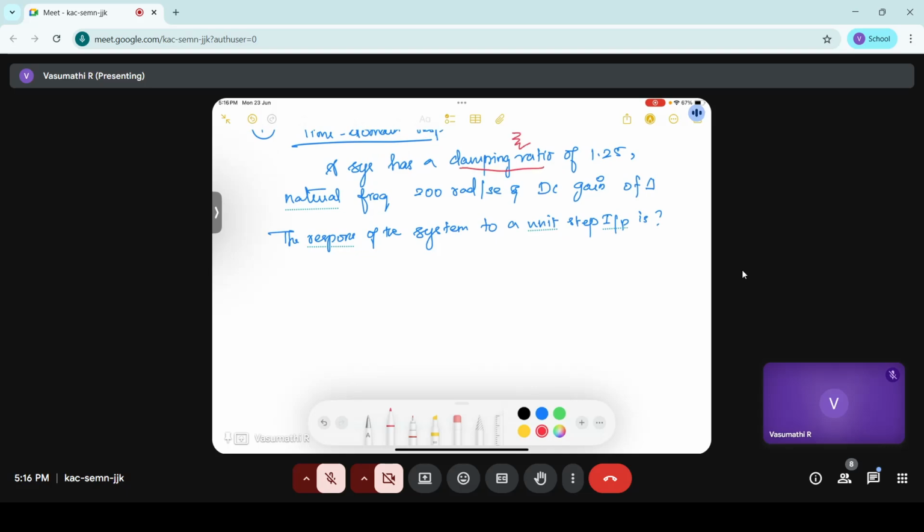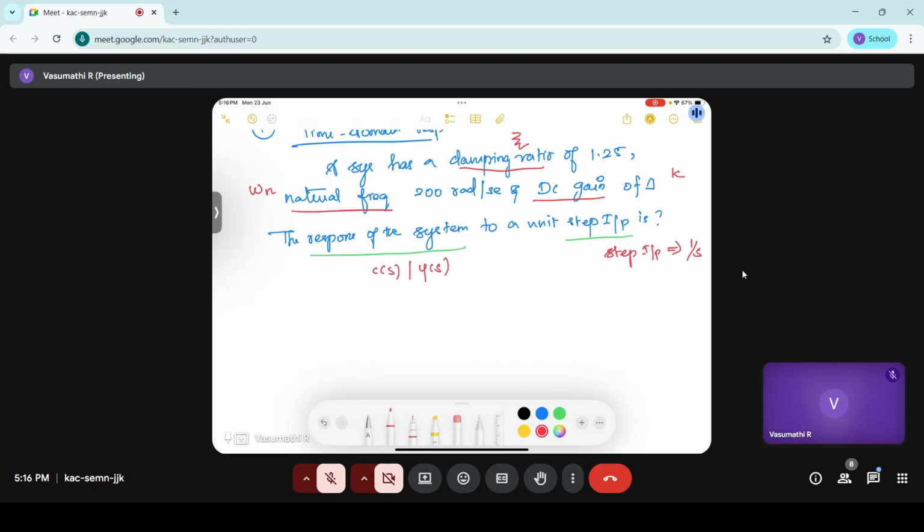From this, can you find the symbols? Damping ratio is zeta, natural frequency is omega n, and they have given the DC gain. They are asking us to find the response of the system for a unit step input. This is also an important input for us. It's a step input signal, so straight away you can think of 1 by s in terms of Laplace transform. They are asking for the response of the system, that is C of s or Y of s, whichever notation we use. That is the output response of the system.